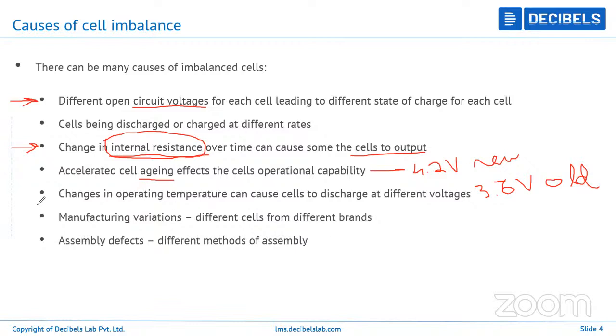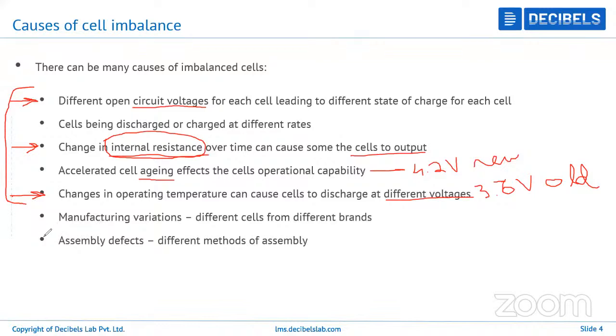Another cause would be changes in temperature, right? Changes in operating temperature or changes even within the cell temperature itself can cause changes in the chemical reactions occurring inside the cell, and that would then directly affect the voltage of the cell. So all of these are physical phenomena which can cause imbalances within the cell.